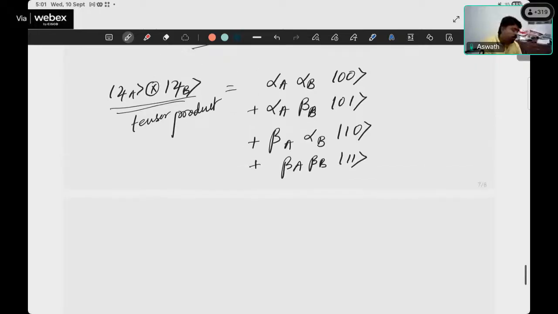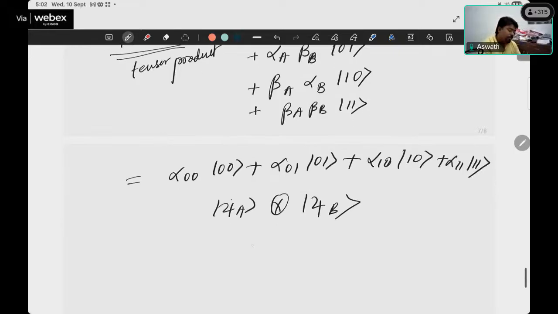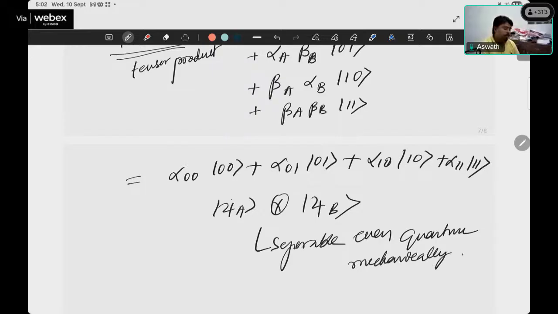Now, I can't write alpha and all these things each time, so I'll write a short notation: alpha 00, alpha 01, alpha 10, alpha 11. This is the two qubits which were put together. They are still just in contact, but they have not interacted, which means I can separate them into two quantum mechanical bodies, separable even quantum mechanically. Remember, that is very, very important.